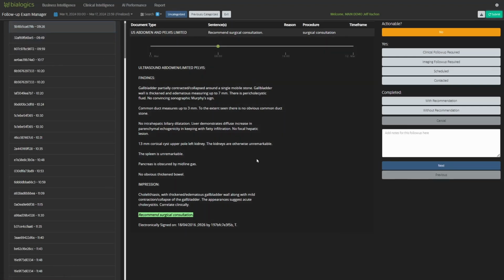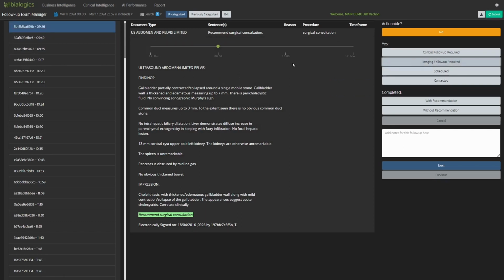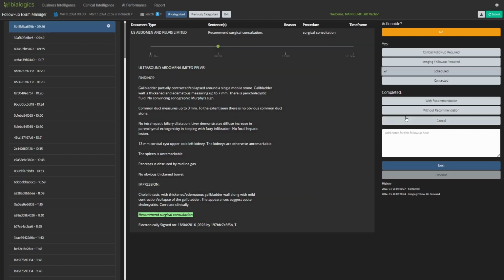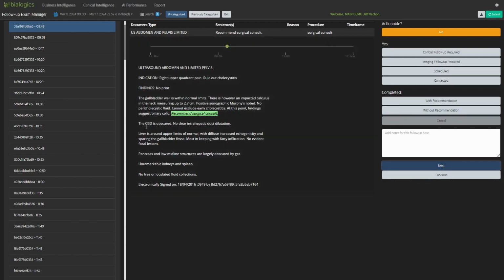So I can read the report and go, okay, yes, there's an imaging follow-up required. I've contacted the referring physician. I've scheduled that patient for the follow-up in the study that has been recommended. And indeed, we can get a notification at a later date that the follow-up was completed, with or without recommendation. So now this goes into the database.